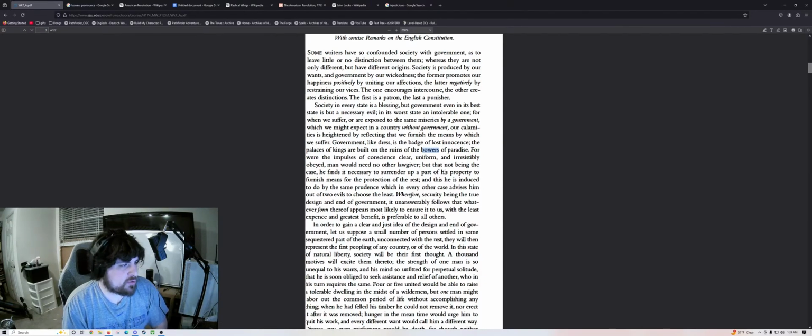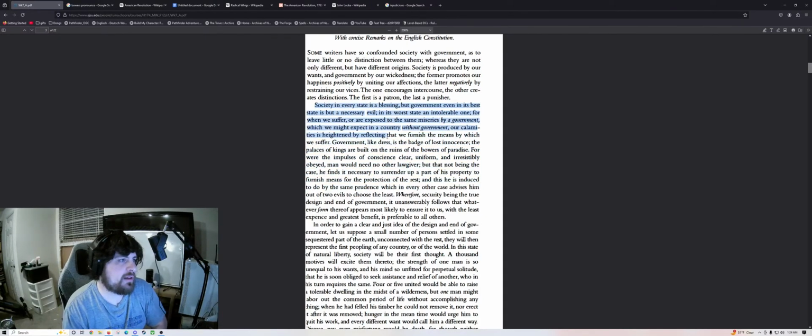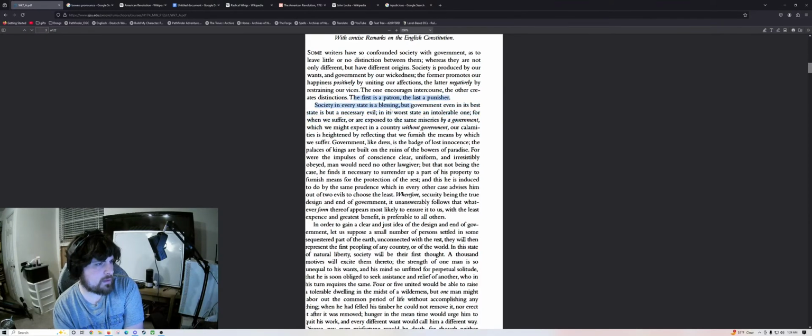Wherefore, security being the true design and end of government, it unanswerably follows that whatever form thereof appears most likely to ensure it to us, with the least expense and greatest benefit, is preferable to all others. Okay, so class, what do we think he means by this? He's made it clear again that government is a necessary evil. This is kind of going back to Adam and Eve: government, like dress, is a badge of lost innocence.